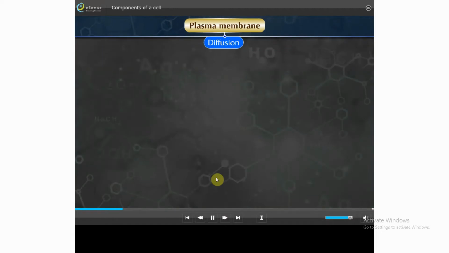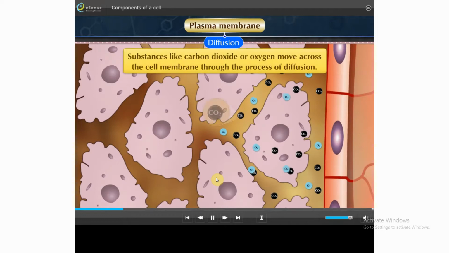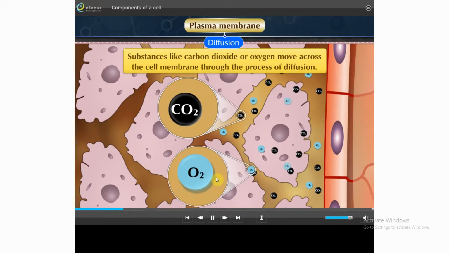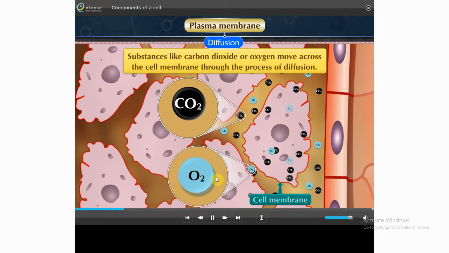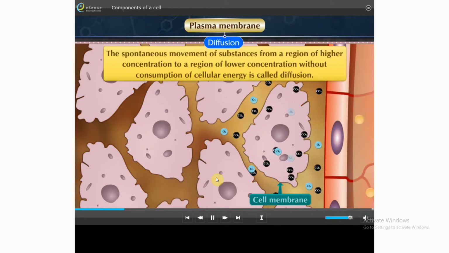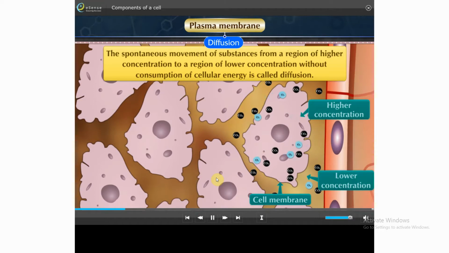Diffusion. Substances like carbon dioxide or oxygen move across the cell membrane through the process of diffusion. The spontaneous movement of substances from a region of higher concentration to a region of lower concentration without consumption of cellular energy is called diffusion.